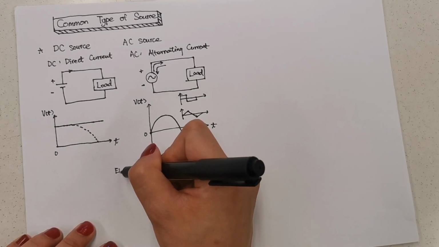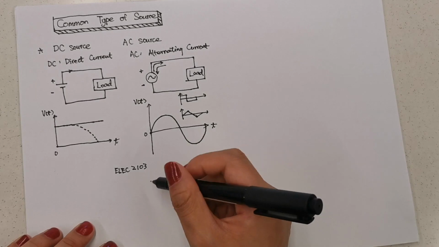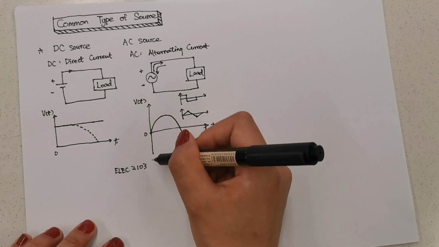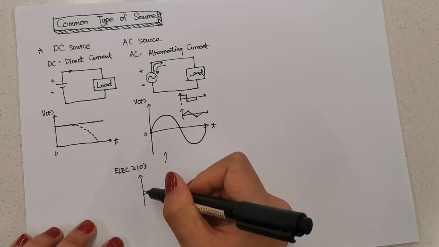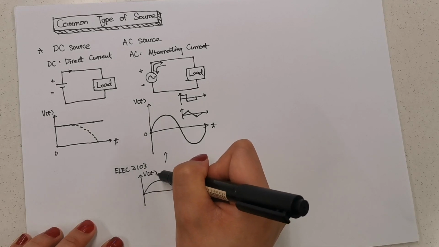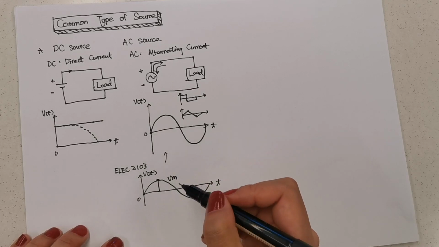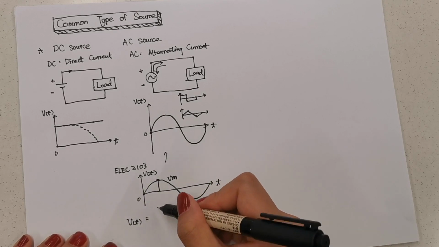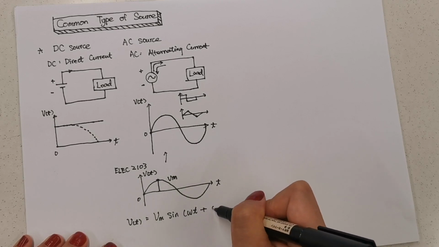In ELEC 2103, we know that we can use a sine function to describe a sinusoid waveform. So for this waveform, we can use a sine function to describe our output voltage. So this is our peak voltage, and our voltage can be described as Vm times sine of omega t plus phi.